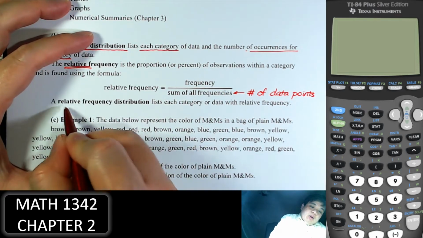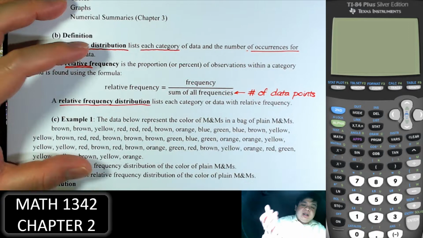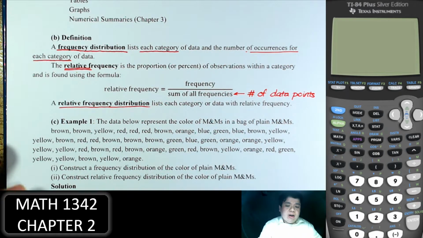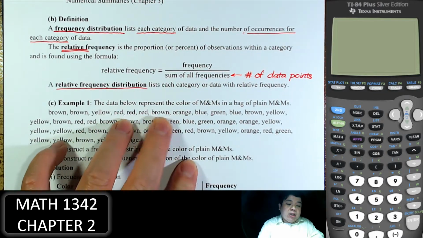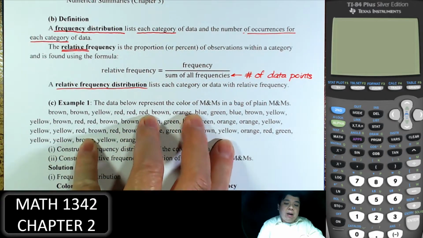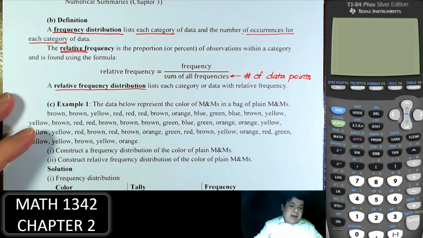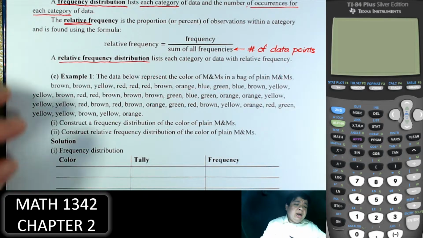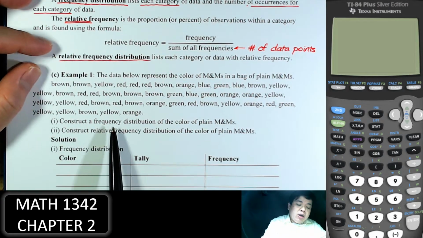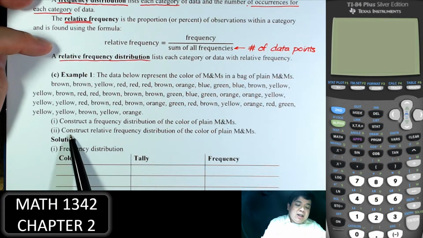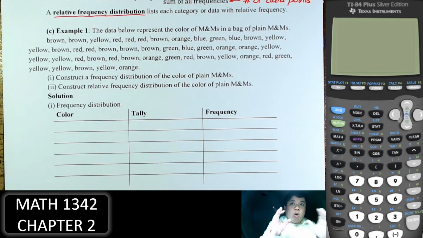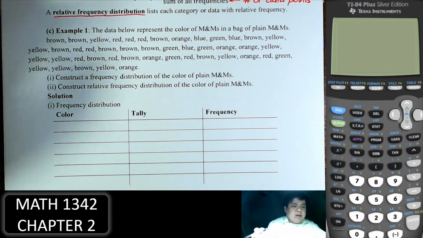And once again, if we want to list that as a distribution, we'll list the category and the relative frequency. Let's look at the first example. The data below represent the colors of M&Ms in a bag. The question asks us to construct the frequency distribution and then the relative frequency distribution. That is a table, so we list all the categories and how many we have for each category. There are different ways to do that.